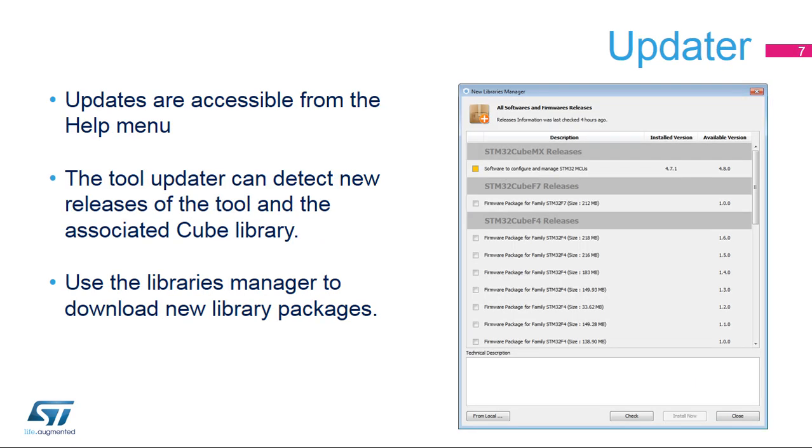If the internet connection is configured correctly, the tool can update itself as well as the code libraries used for generating the project workspaces. Use the Install New Libraries option, Alt plus U, to download additional STM32Cube libraries, or retrieve older versions for interoperability reasons. However, note that the STM32CubeMX tool is not tested with all historical library releases, and new library releases may not work correctly with old tool versions.